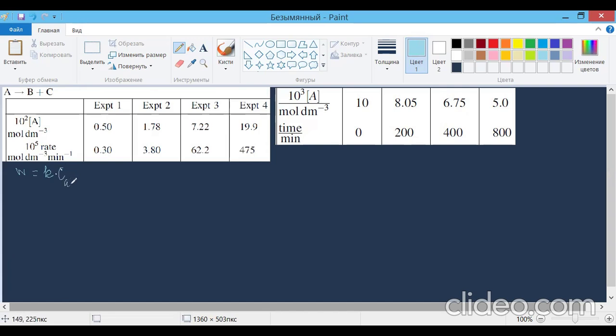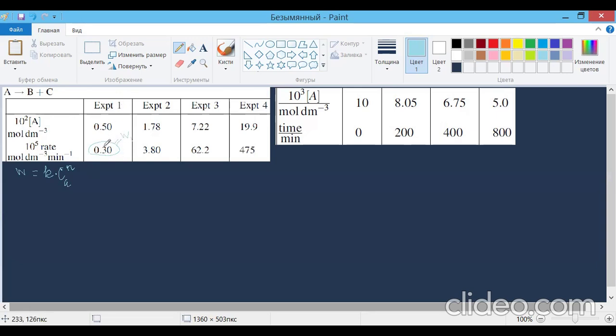of the reagent A raised to n, okay? And we are supposed to find the value of this n. Okay, how can we do that? Actually easy. We can do it easily. We've got the value of the rate of this reaction found in the first experiment.